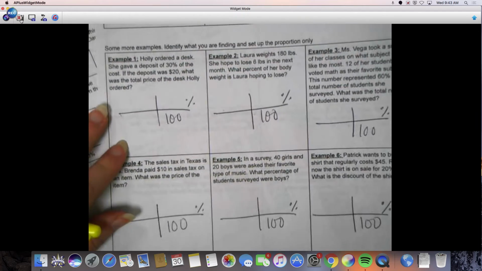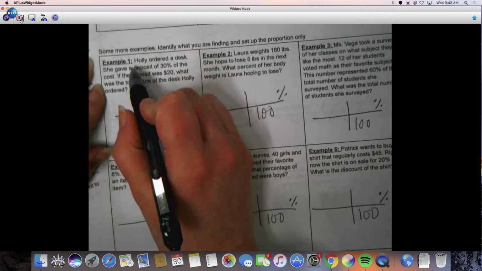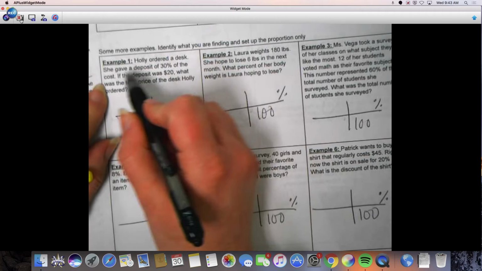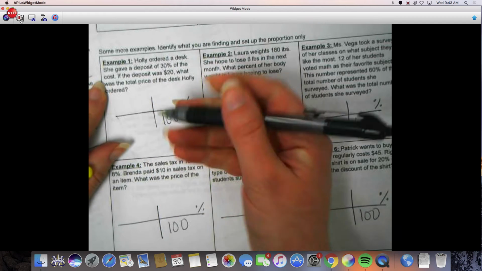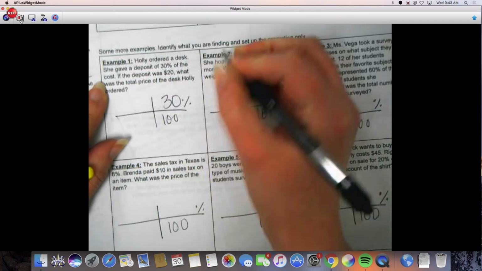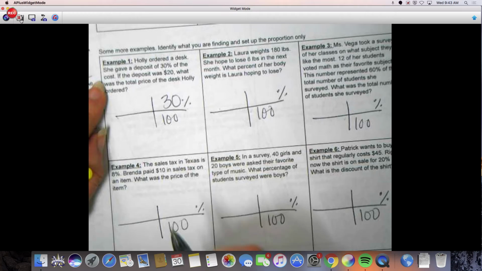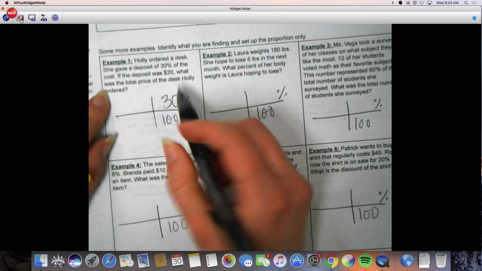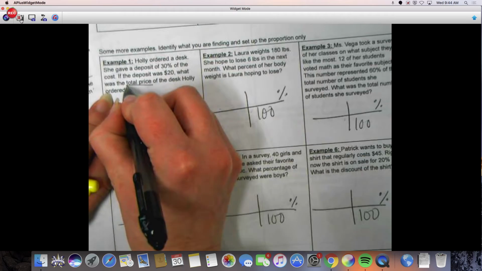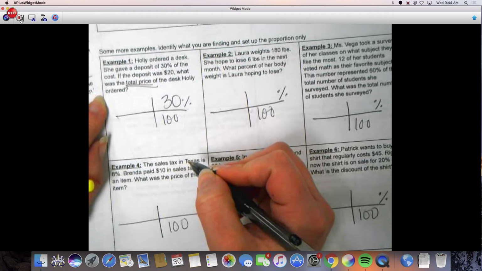Okay, now we're going to look at the examples on the bottom of our paper. Example 1, Holly ordered a desk. She gave a deposit of 30% of the cost. I know my percent always goes with the percent sign. That's the easy one. If the deposit was $20, what was the total price of the desk Holly ordered?